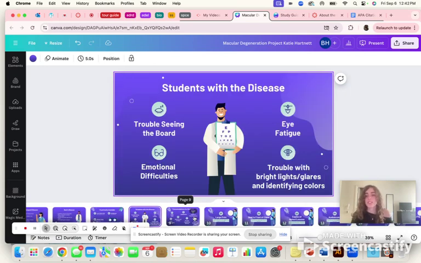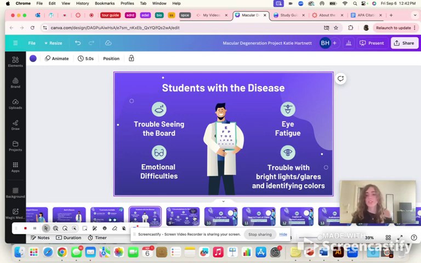Students with the disease in particular may have trouble seeing the board. It might look like they're not paying attention sometimes because a lot of the time they're turning their head to use their peripheral vision to see what's going on. So when you think a student might not be paying attention, but they're turning like this, they might actually be trying to use their side vision to see the board or see what's going on, and that can be very difficult for them.